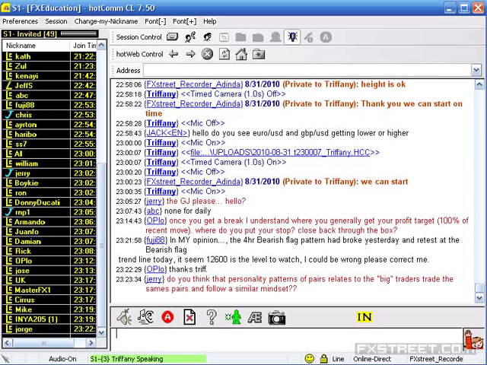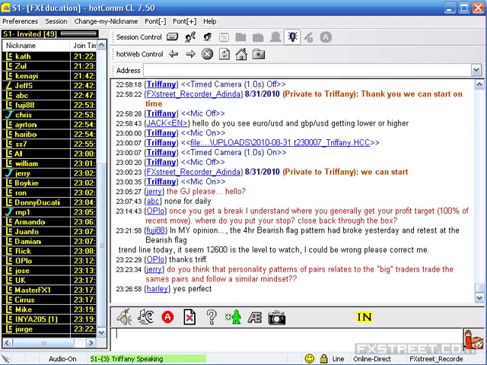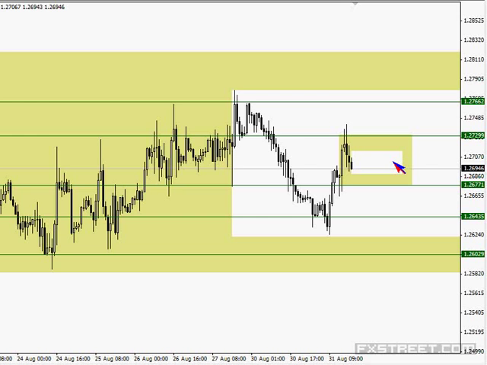Let's see. Jerry asked, do you think that personality patterns of pairs relates to the big traders trading the same pairs and following a similar mindset? Yeah, in a lot of ways. And now, of course, one of the other things we've got to consider when we talk about the personalities of the pairs is that some pairs simply carry a higher volume than others. You get something like a euro dollar, you have so much volume in there. It really has a tendency to consolidate a lot in between its movements because you've got all these money makers sort of evening the waters. But you get something like a euro Aussie that isn't traded by the great big guys a whole heck of a lot. Then you get low volume, high volatility situations where any big position being put on moves price very suddenly, very quickly, and makes it a more volatile pair.